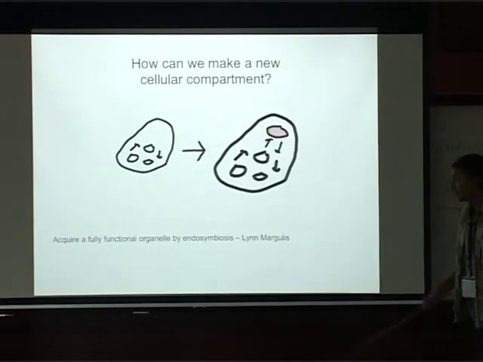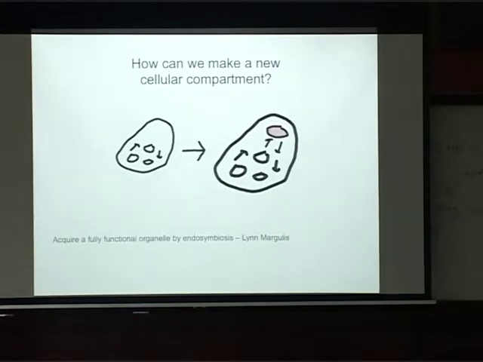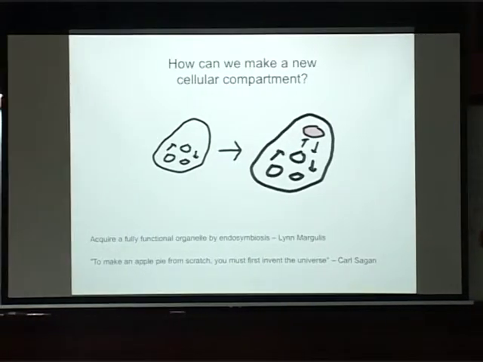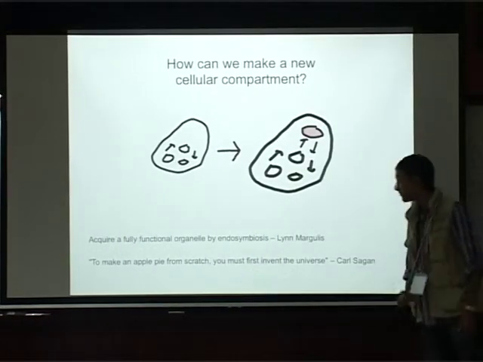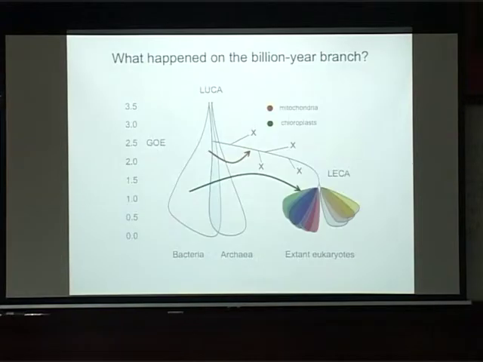So maybe a better way to think about this: how do you make a new cellular compartment? Rather than Lynn Margulis's quote, I like this quote by Carl Sagan. They happen to be married at one time. So Carl Sagan says, to make an apple pie from scratch, you must first invent the universe. And this thing is filled with meaning. But one way to think about that is, to understand something today, you have to look at where it came from. Actually, what he's talking about here is the hubris of physicists. But anyway. So let's see where things came from.